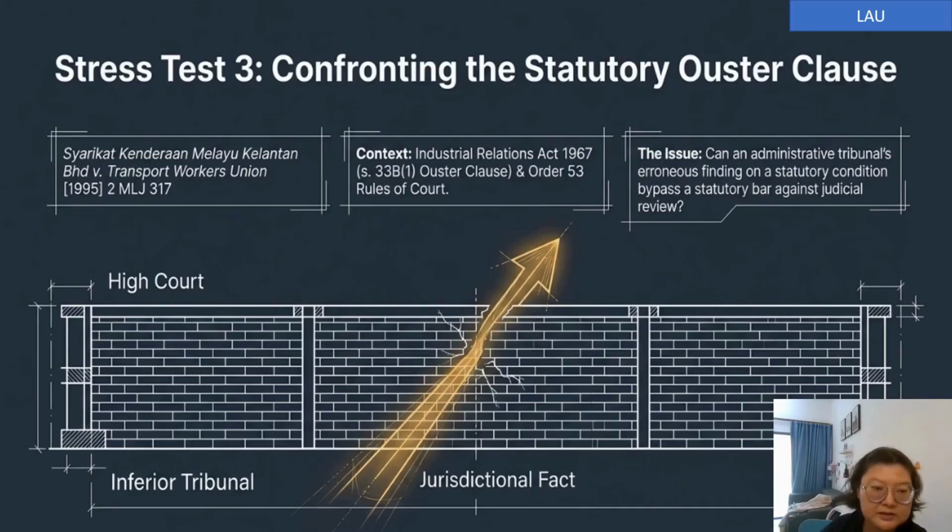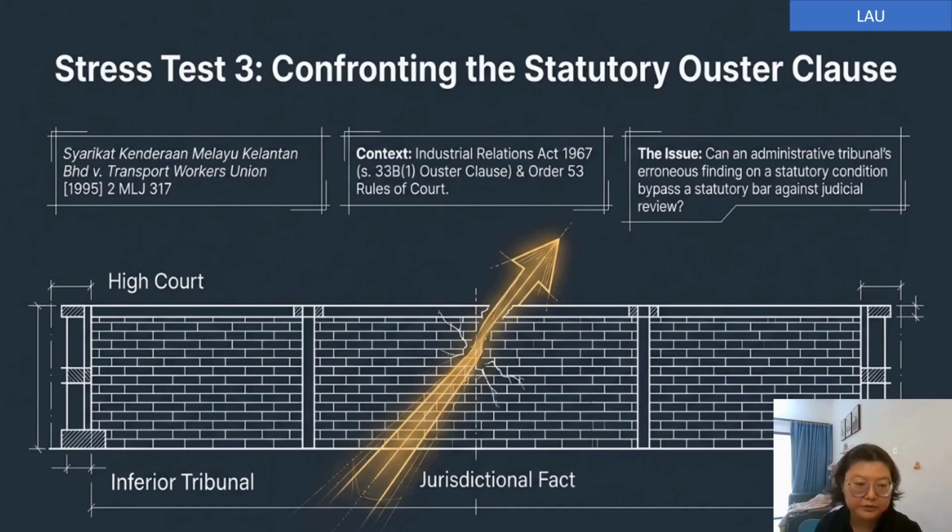Our third case is Syarikat Kenderaan Melayu Kelantan Berhad and Transport Workers Union 1995. In this case, Parliament tried to stop the courts from reviewing certain decisions completely. This case involves Section 33(b)(1) of the Industrial Relations Act 1967. This section is called an ouster clause. An ouster clause says that decisions of the industrial court are final and cannot be challenged in the High Court.